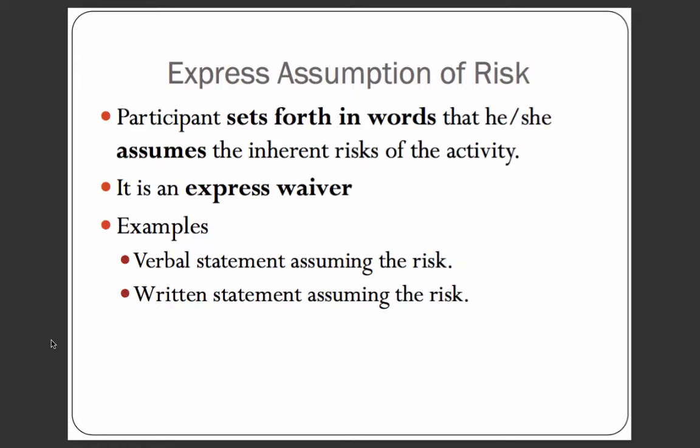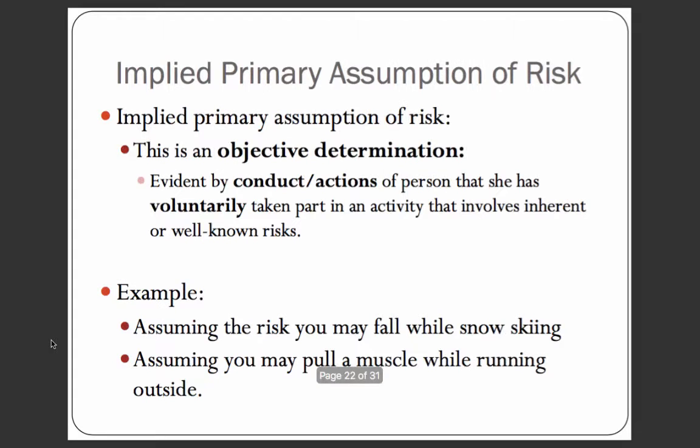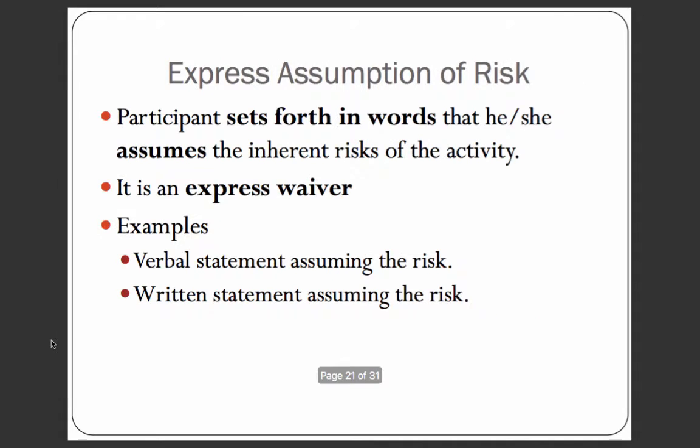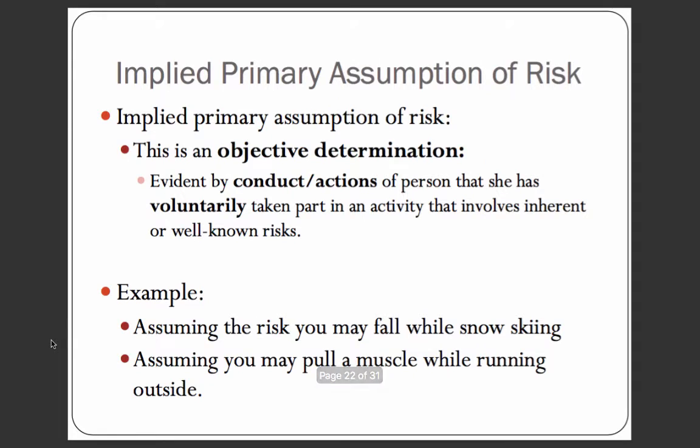So examples here would be a verbal statement assuming the risk, which could be a verbal contract, or a written statement, which would be more powerful because it's a written document that has been reduced to writing. It's the written agreement that shows what both sides are getting, what both sides are giving up. Now, it could also be something where you verbally just say, hey, I promise not to sue you, but that's not going to be as powerful as a written executed contract.